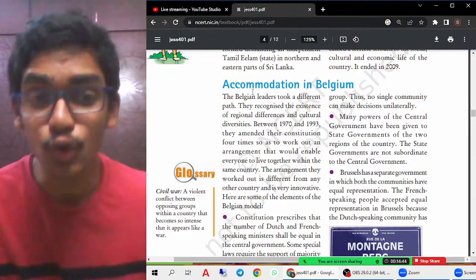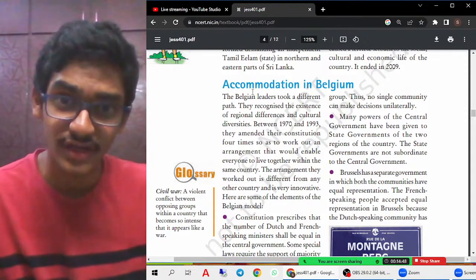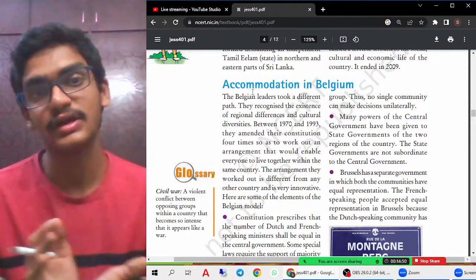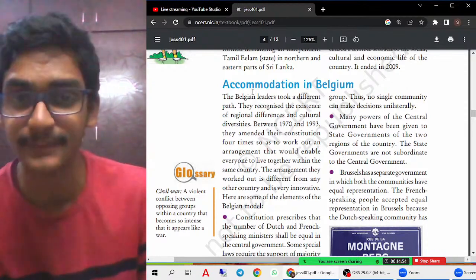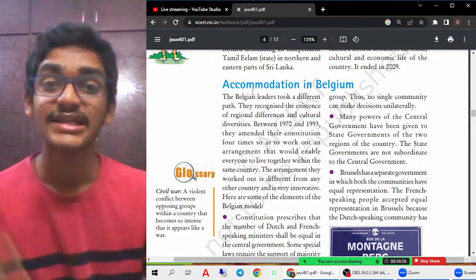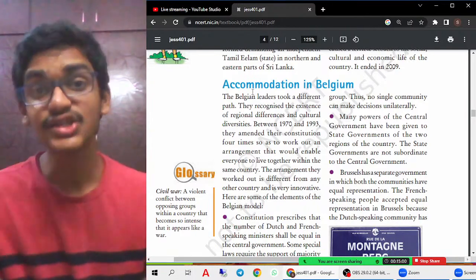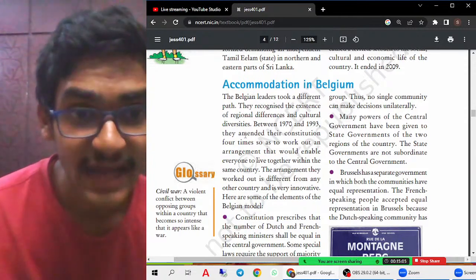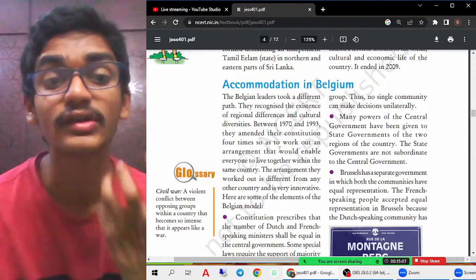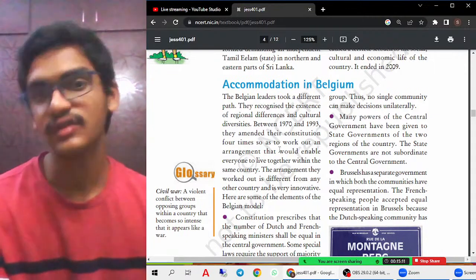In order to accommodate all the regional differences, to remove the differences and to bring all the people together, and to make sure that no ethnic group would feel alienated or left out, they changed their constitution 4 times. They amended the constitution 4 times to make an arrangement that will enable everyone to live together in a society wherein there will be no differences among the people.